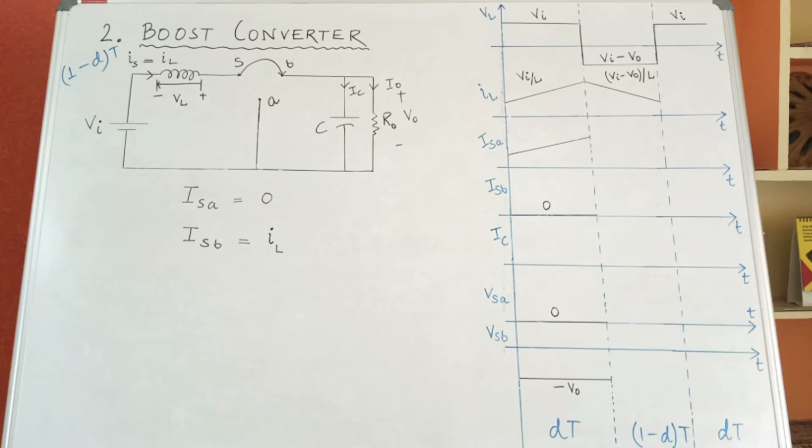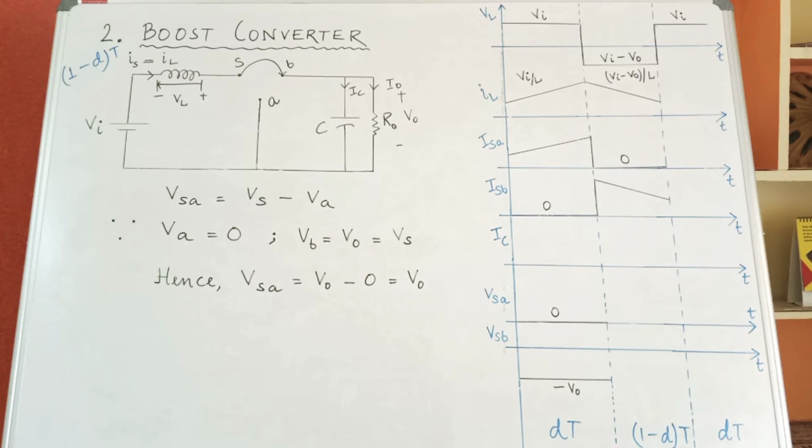Next, calculating the value of ISA and ISB. Since A point is not connected in the circuit, there will be no current flowing from S to A. So ISA is equal to 0. And as you can observe the circuit, ISB, that is the current flowing from S to B, will be equal to IL, the inductor current. Thus plotting the two values, what we get? ISA is equal to 0. So during this period 1 minus d into t, I have made ISA 0 by making the x-axis bold and marking 0 over there. And ISB is equal to IL, which means IL is nothing but a decreasing slope of the value shown in the waveform. So I have shown ISB is also having a decreasing slope during this period.